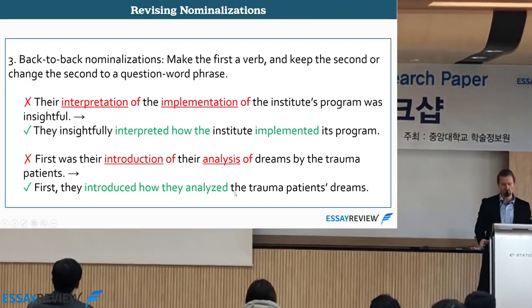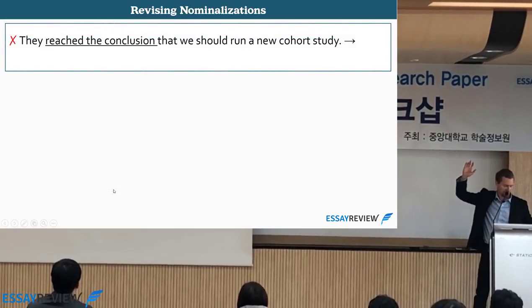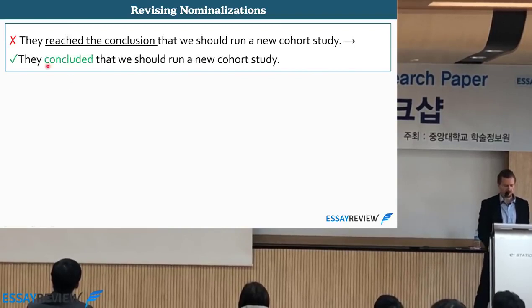But when you go back over it, see if you have any meaningless verb like conduct or make, and see if you can change to a stronger verb. So let's try to do these together. "They reached the conclusion that we should run a new cohort study." What's a better way to write this? Nice. "They concluded that we should run a cohort study."